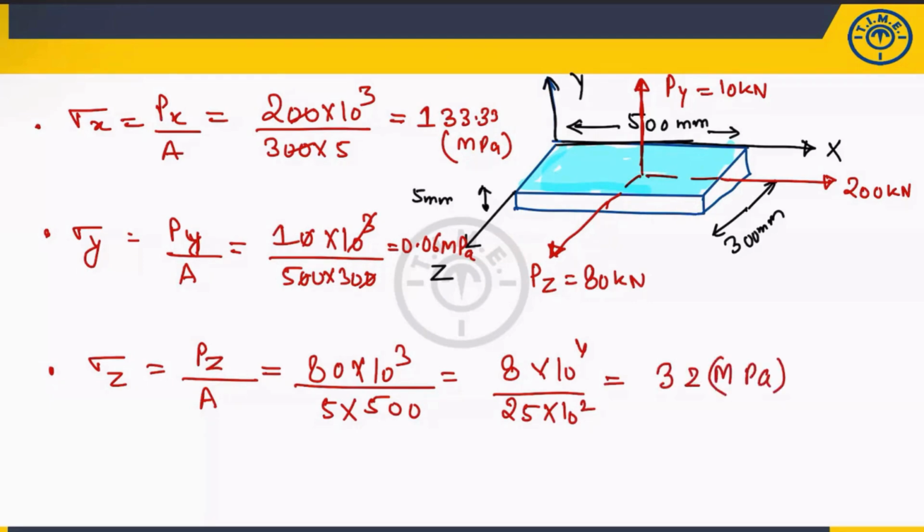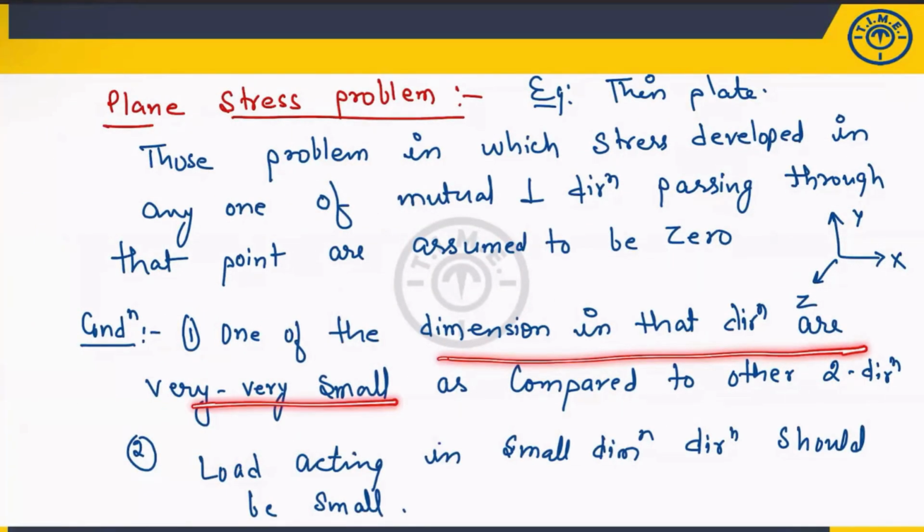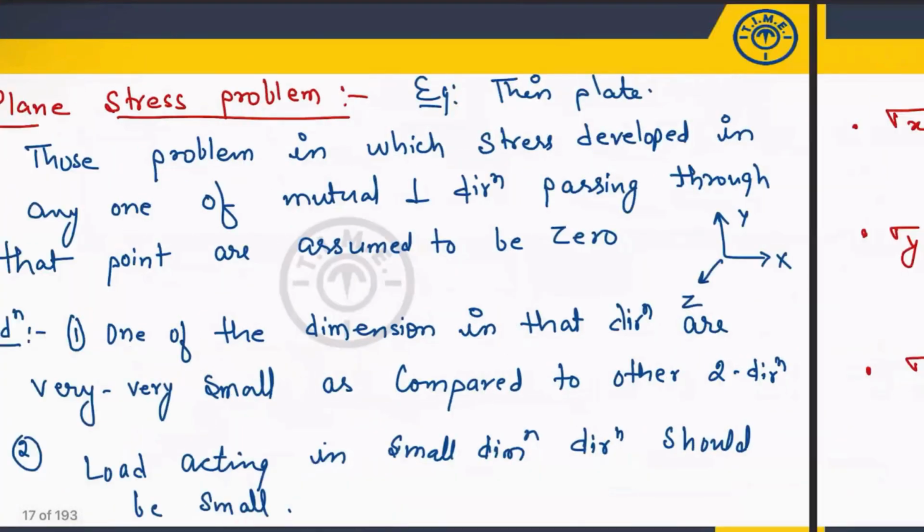Now see, this value you are getting as 133 megapascal. This is 32, and this value of stress is very small, or we can say negligible, as compared to the other stresses. What is the condition? The load acting in one of the dimensions, which is the y direction, the thickness direction, is very small, that is 10 kilonewton. And the dimension is also small, which satisfies both conditions. One of the dimensions is very small as compared to the other two. Yes, this dimension is very small, and the load acting in the small dimension direction is also small.